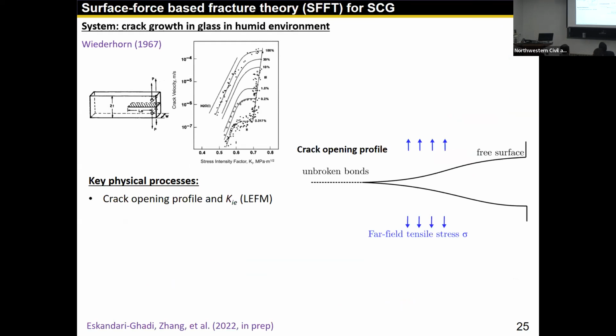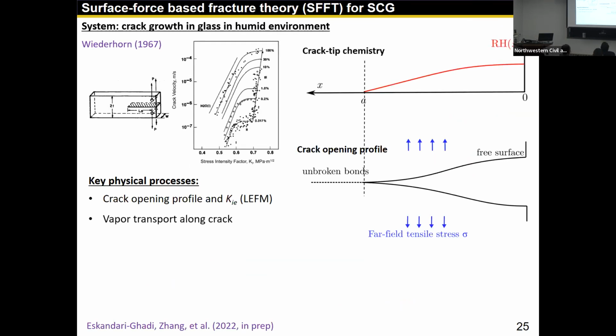So to model this problem, we need some key physical ingredients. First, we need something to tell us the crack opening profile and the local effective stress intensity factor. That can come from linear elastic fracture mechanics. Second, we need to resolve the vapor transportation along the crack.